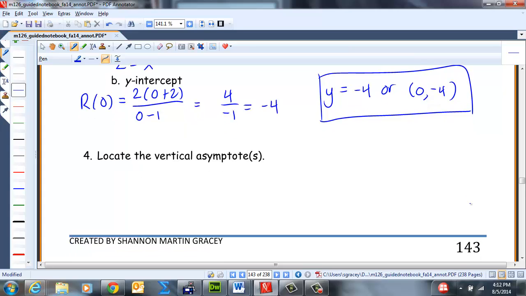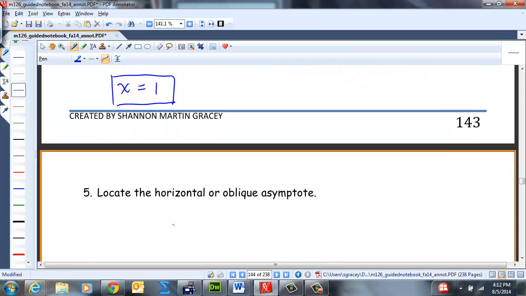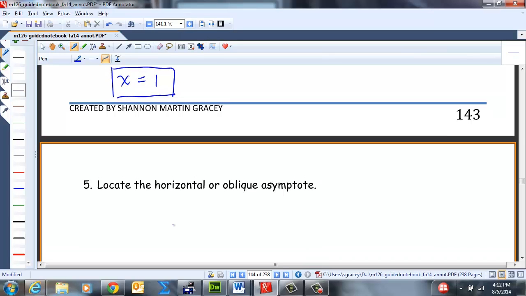Okay, so now let's locate the vertical asymptote. So now we already had worked with this. We would set the denominator equal to 0 and solve. So in this case, we're not saying does not equal, because we're looking for the vertical line that represents the vertical asymptote. So that'll be at x equals 1.